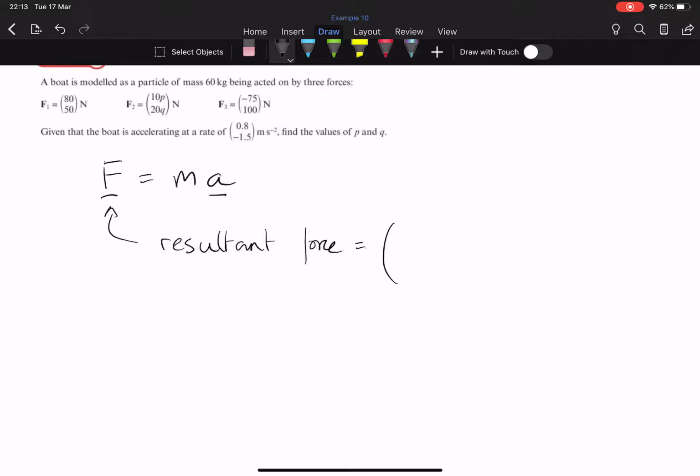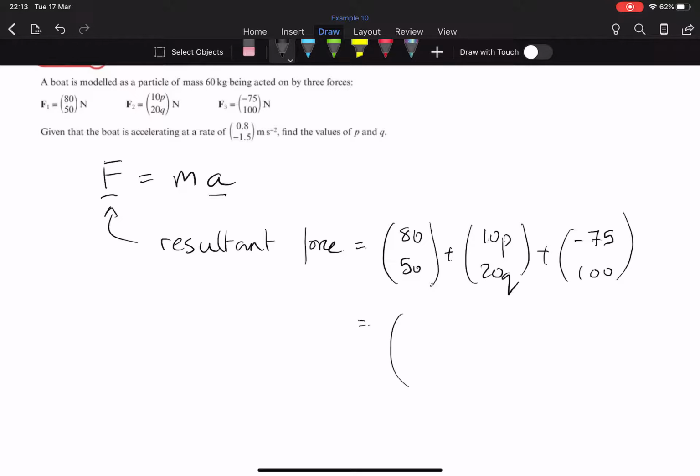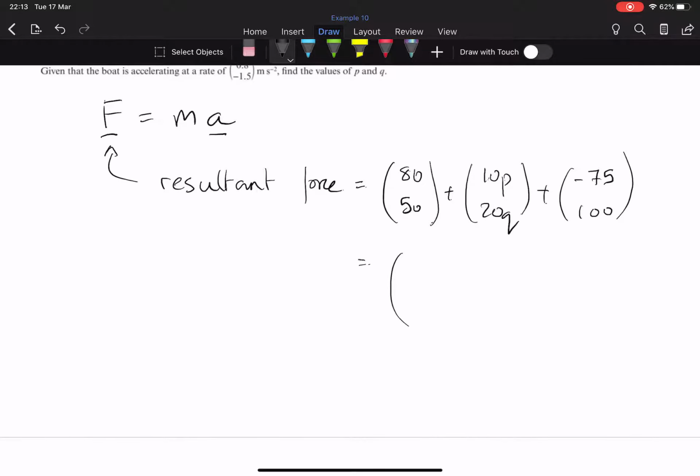and F3. So the resultant force is going to be (80, 50) plus (10p, 20q) plus (-75, 100). So let's add together these three vectors and write it as a single vector. So we're going to have 5 plus 10p horizontally, and vertically we're going to have 150 plus 20q.